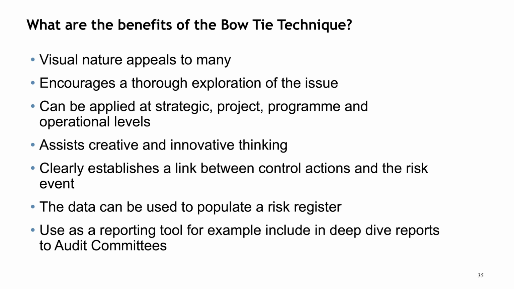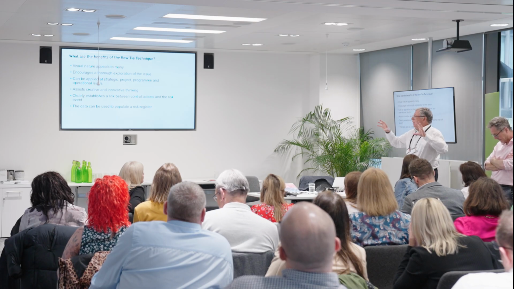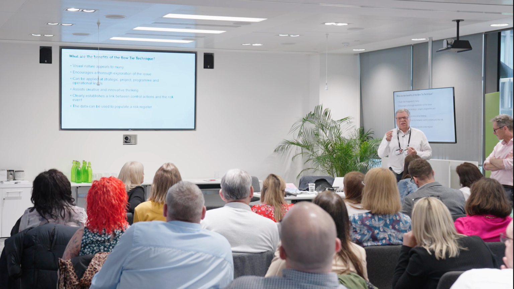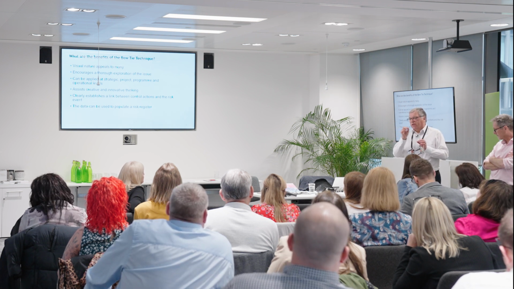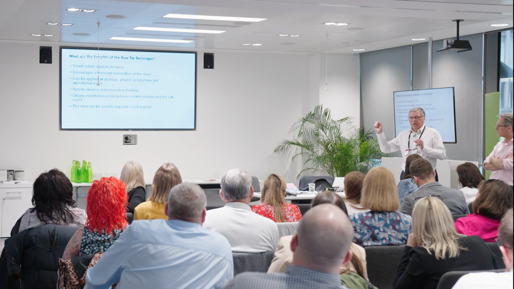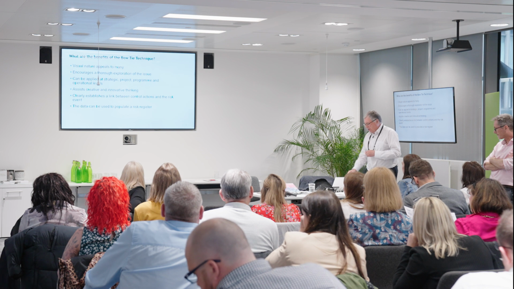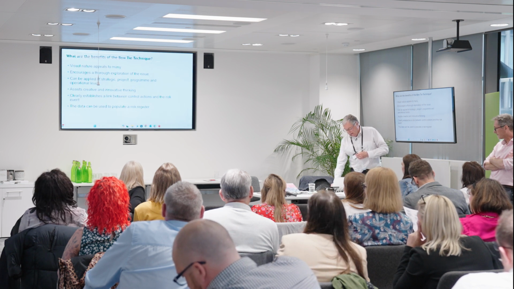A thorough explanation of the issue or the risk event can be applied at any level, but I've particularly focused on strategic level today. Not everyone thinks in straight lines, so the risk register might appeal to some, but actually it does, I think, get greater engagement when you can actually see something, and it encourages more creative, innovative thinking about the solutions. A risk register, depending on how it's formatted, sometimes you can't see the links between the cause and the event, okay, or the control actions and the risk event. And when you have a list of your actions or controls on the risk register, you don't know whether they're preventative or after the event. So this is a way of showing that. And as I mentioned earlier, the data can be used to populate the risk register.